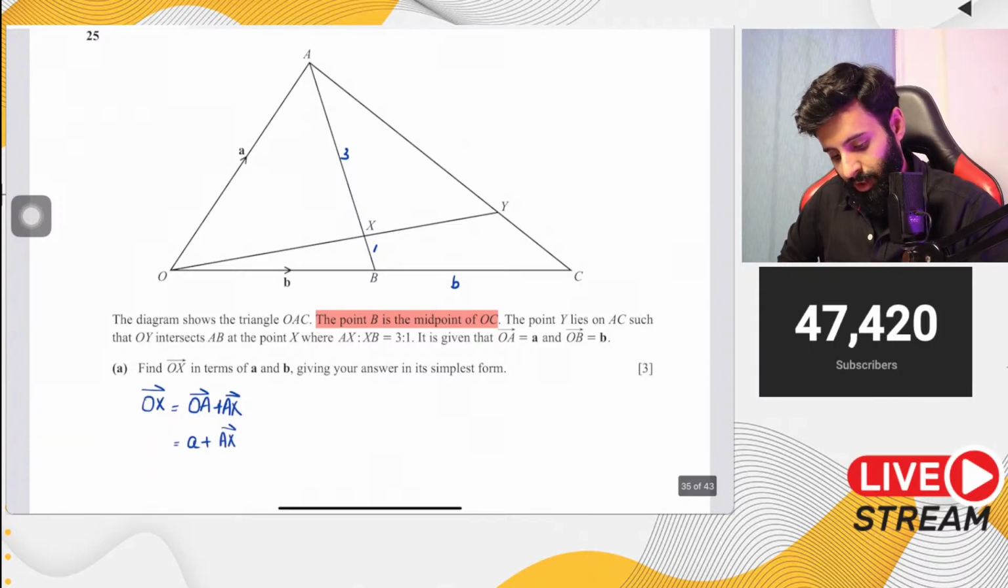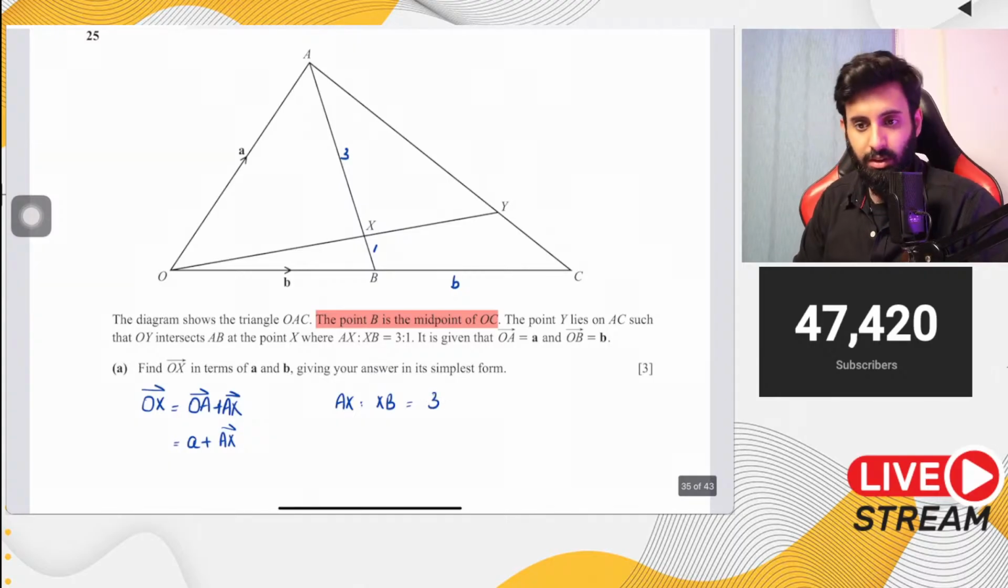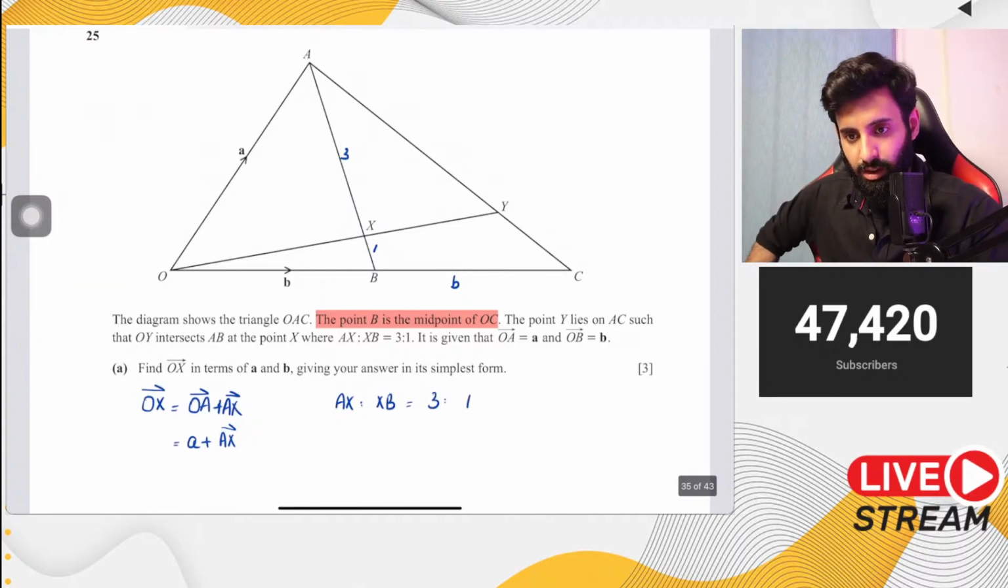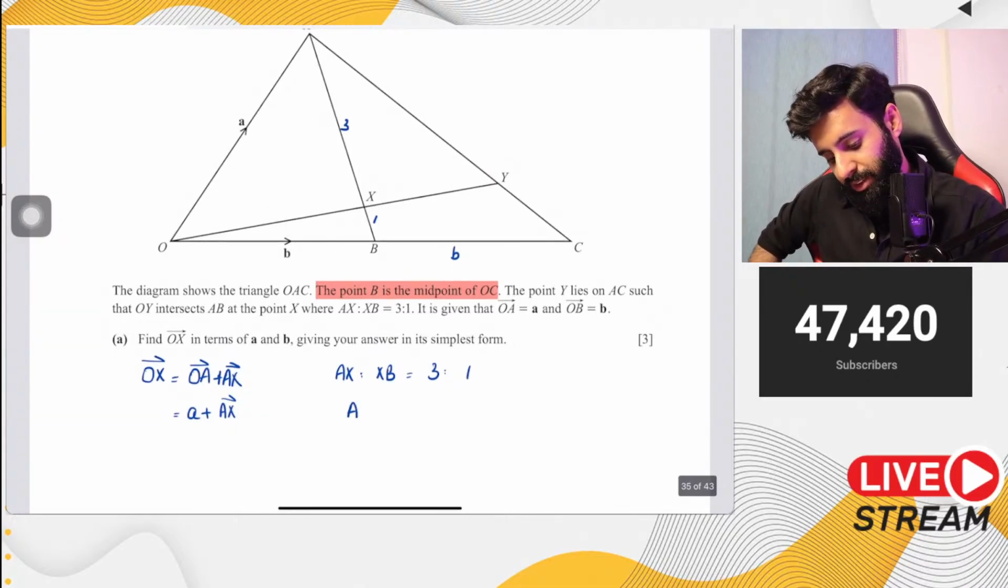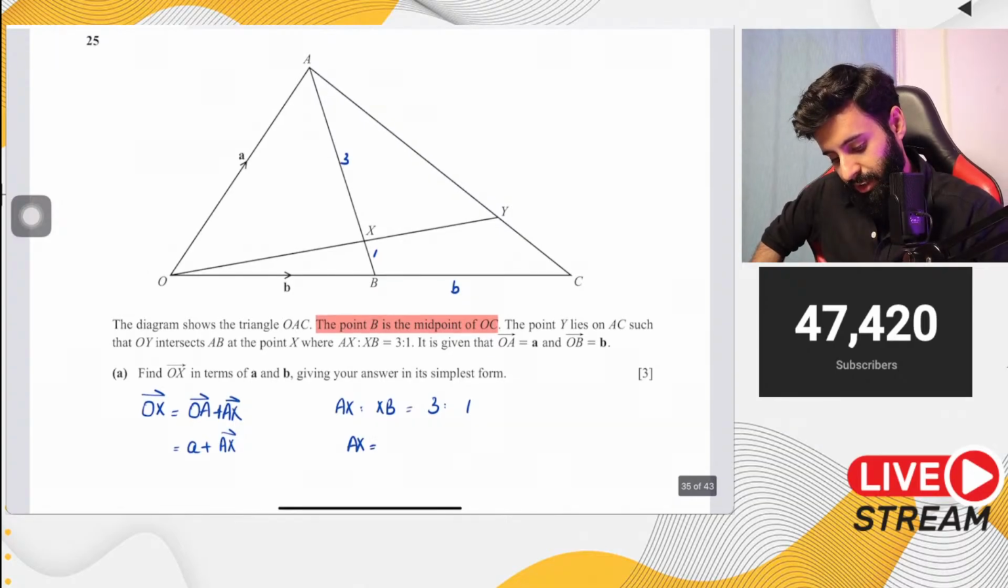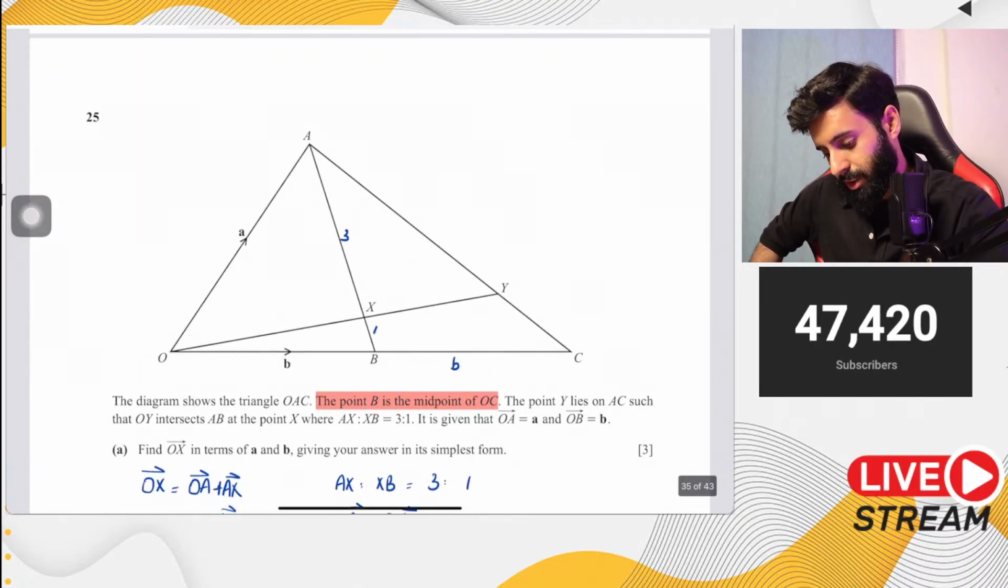For that, we go back to the question where it says AX and XB are in the ratio 3:1. This means that AX is actually equal to 3/4 of AB. Now why is that true? Let me explain this on the side.